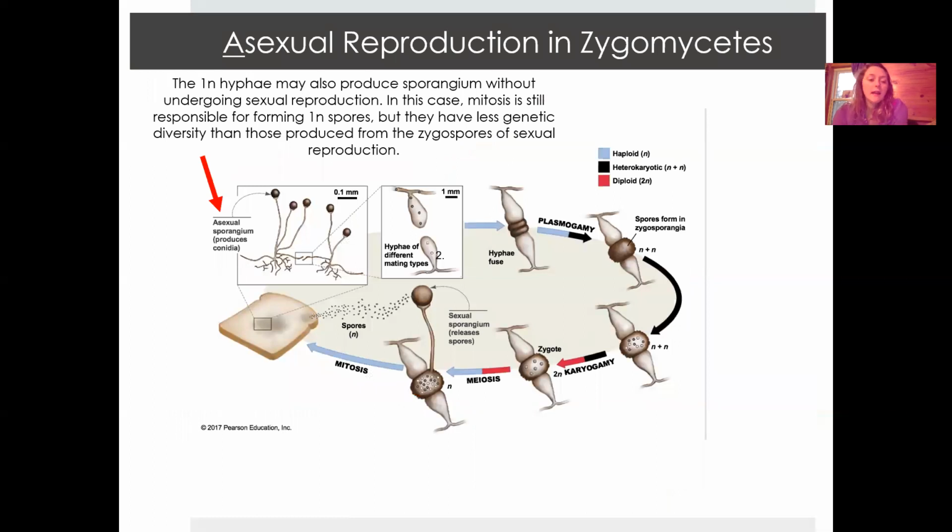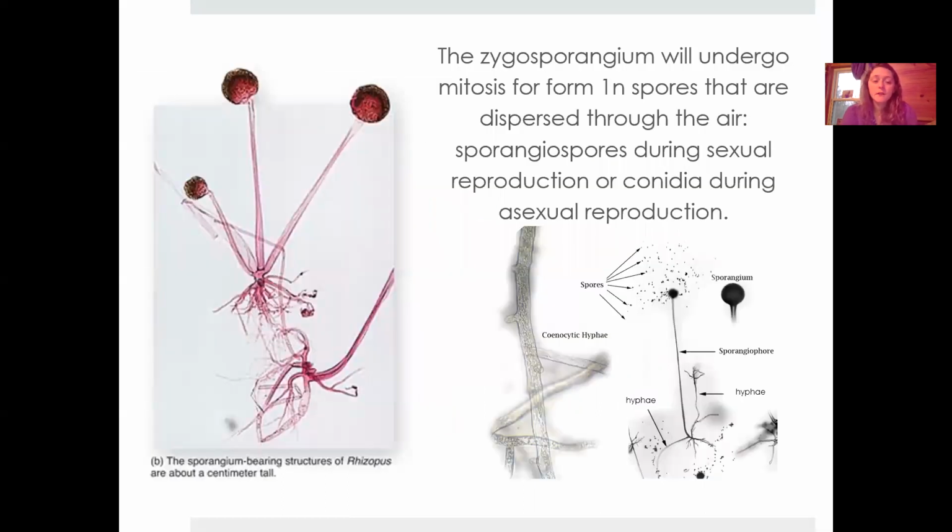All right, and then asexual reproduction. The 1N hyphae in zygomycetes can also reproduce asexually. In this case, it just goes through mitosis and forms 1N spores. This creates obviously less genetic diversity than you would have in sexual reproduction, but it does spread pretty quickly. When it undergoes asexual reproduction, the 1N spores will spread through the air.